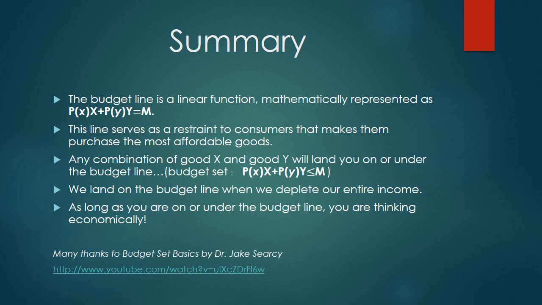And any combination of good X and good Y, as we saw in the examples, will land you on or under the budget line. The different combinations are our budget set, our opportunity set, which is P of X times X plus P of Y times Y, which is less than or equal to M. And when we land on the budget line, this is when we deplete our entire income. And as long as you are on or under the budget line, you are thinking economically.